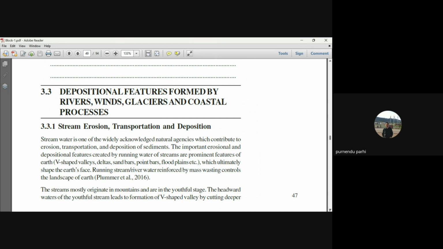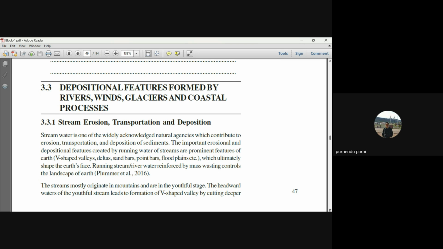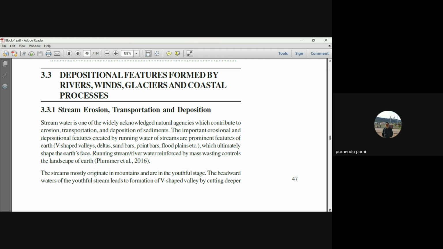Stream erosion, transportation, and deposition. Stream water is one of the widely acknowledged natural agencies which contribute to erosion, transportation, and deposition of sediments. The important erosional and depositional features created by running water of streams are prominent features of Earth.